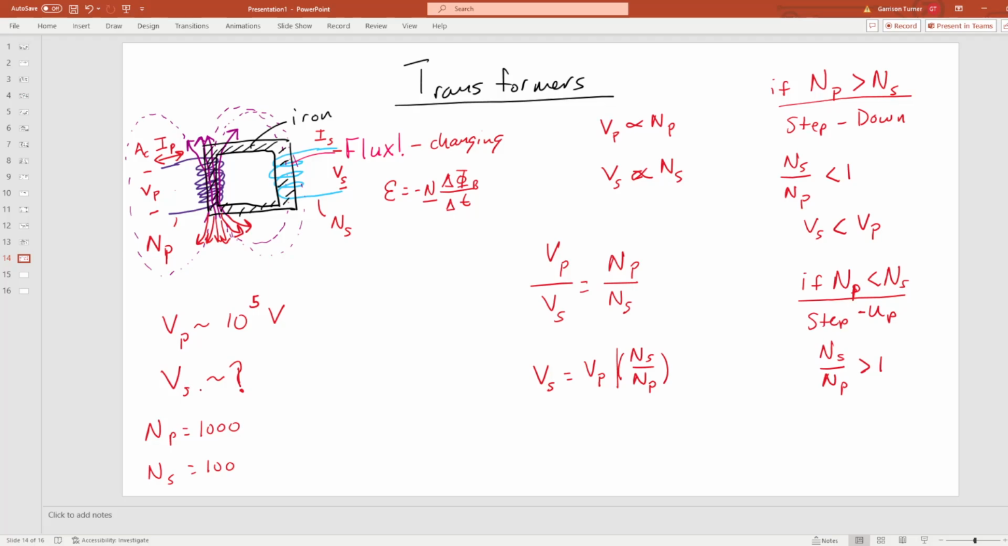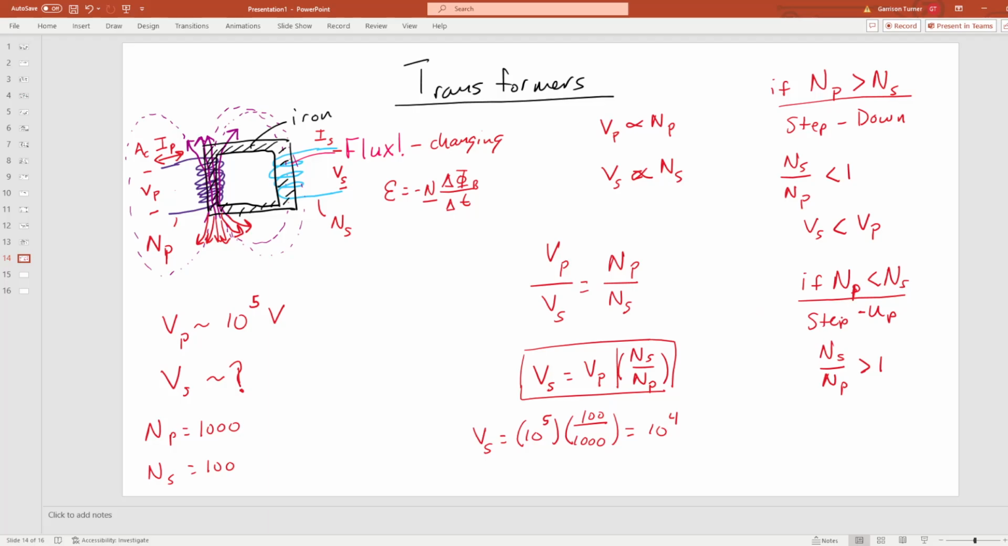Okay, so I want to solve for the value of the voltage in this secondary coil. What I can do is I can come right here and say that Vs is going to be equal to 10 to the 5th times this ratio of 100 to 1,000. So this is 0.1, and 0.1 times 10 to the 5th is 10 to the 4th. So I've stepped down this voltage from 100,000 volts down to 10,000 volts.